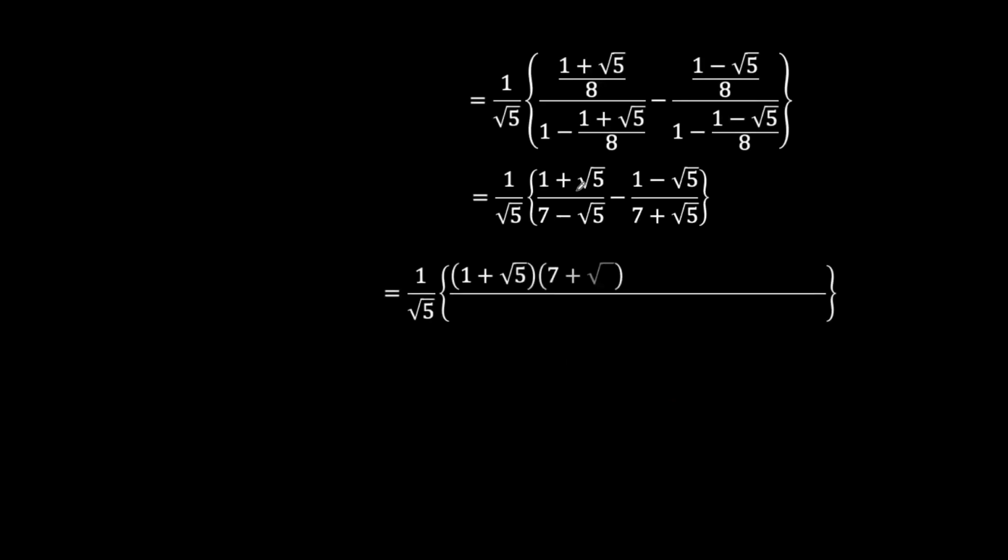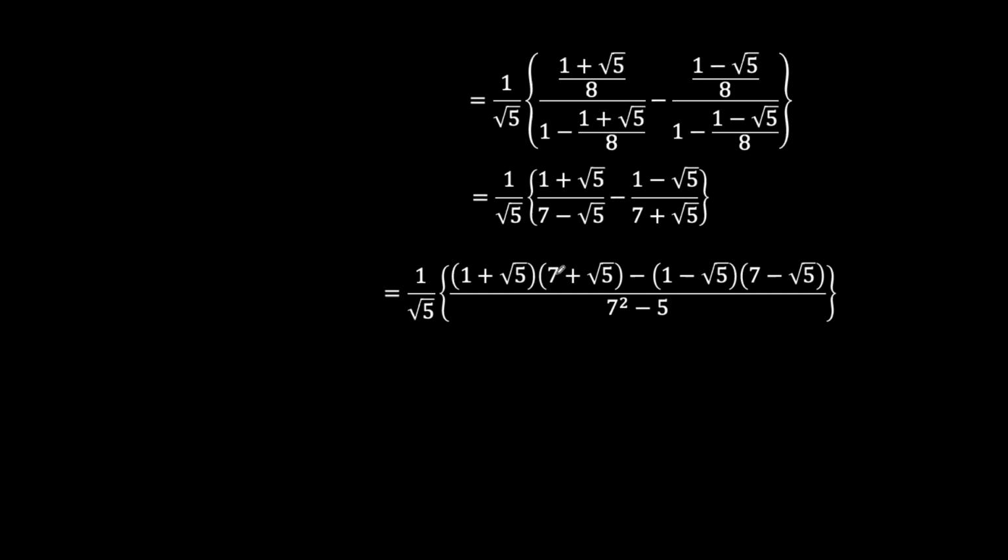And the 8 cancel out, so we have 1 plus root 5 over 7 minus root 5, minus 1 minus root 5 over 7 plus root 5. And then when you multiply the denominators, because this is the product of the difference and the sum, we have 7 squared minus root 5 squared, which is 5. And then the product divided by this times this is just 1 plus root 5 times 7 plus root 5 minus 1 minus root 5 times 7 minus root 5.